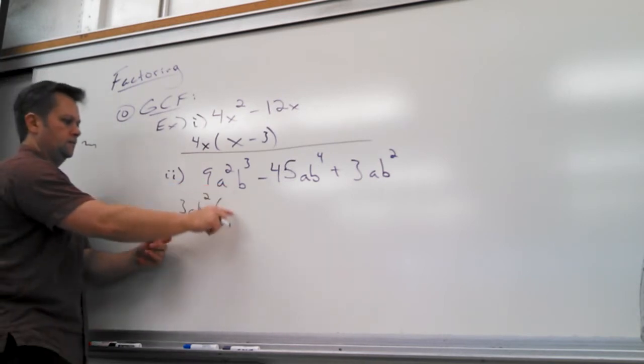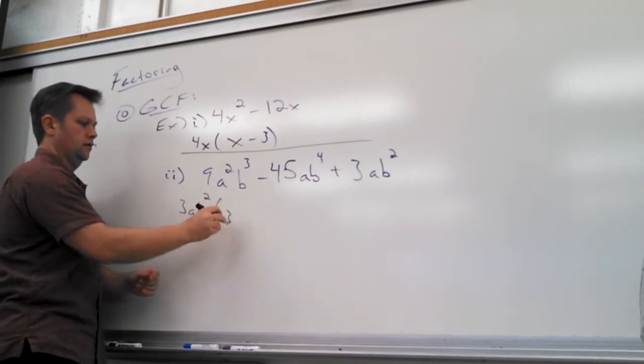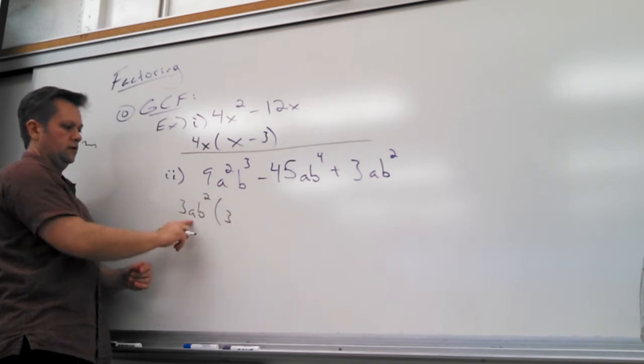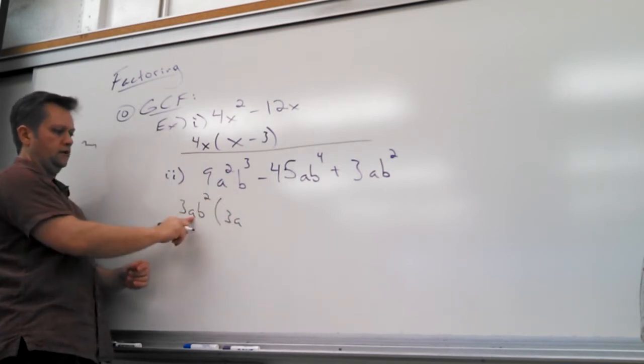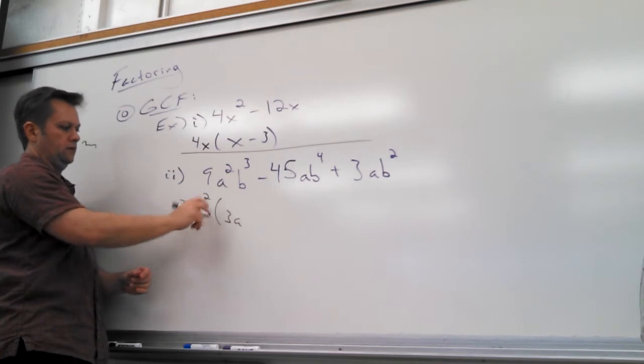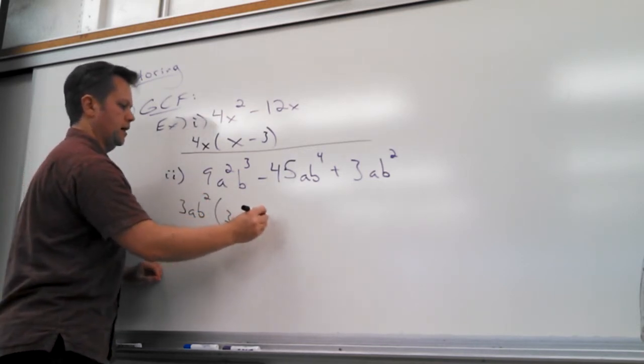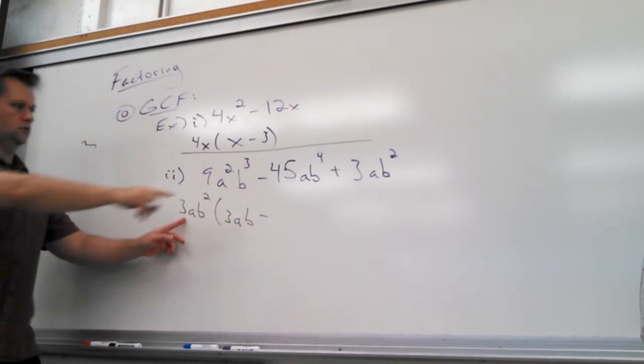So then what's left here? 3. Yeah, 3 is left. And then B. 3A, B. Yeah, 1A, B, right? And then 1B. I like it. Minus 15.